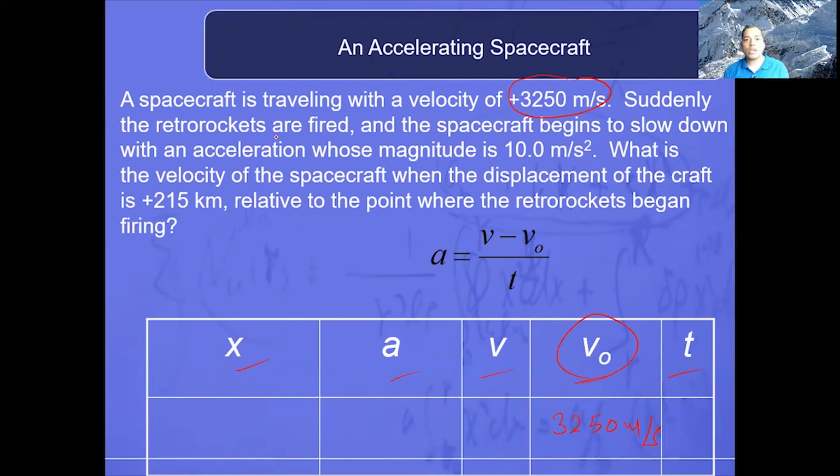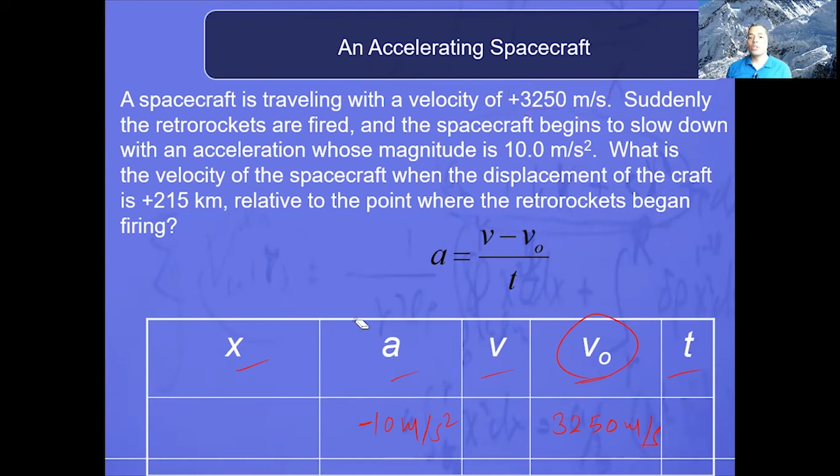Suddenly, the retro rockets are fired and the spacecraft begins to slow down with an acceleration whose magnitude is 10. So acceleration is 10 meters per second squared. But the thing is, the spacecraft is slowing down. Do you remember? Slowing down, because acceleration is v minus v0 over t, right? So slowing down means the final is less. Suppose the final is 3000, and your initial is 3250. It means it is slowing down, right? Final is 3000, initial is 3250, slowing down. In that case, what happens to the acceleration? So less, smaller minus bigger. That's why this happens to be negative. Okay, you have to be very careful.